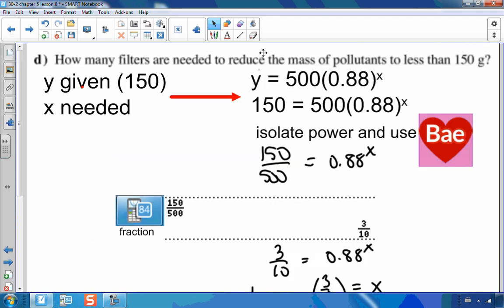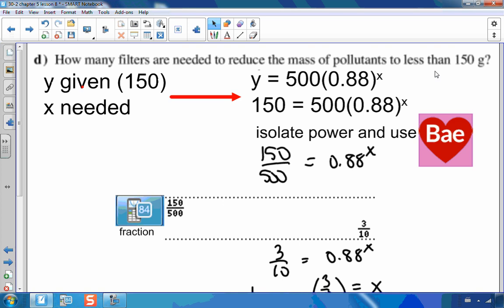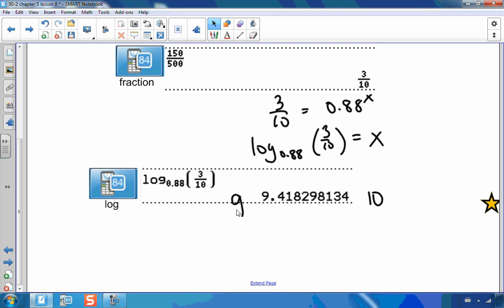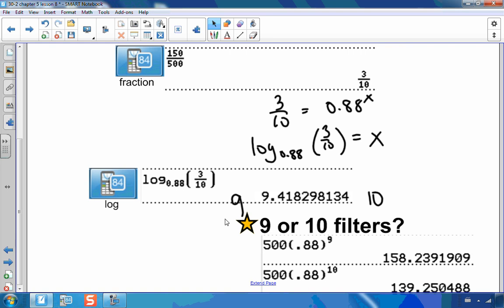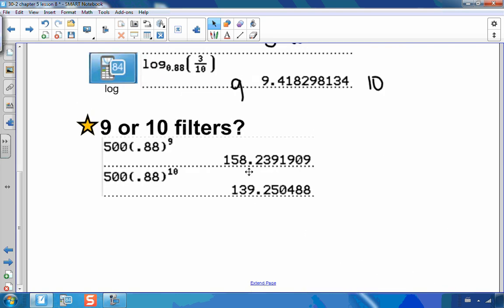So we want to figure out how many filters. You can't have 9.4 filters. So we have to ask ourselves, do I want to round it to 9 filters, or do I round it up to 10 filters? Well, to answer that question, I want to make sure that my pollutants are less than 150 grams. So what I'm going to do is look in my calculator to see how much is left after 9 filters, how much is left after 10 filters, so I know how much I round to. So looking at this, I want to be less than 150. So here I'm more than 150, so it's not that one. This one here I'm less than. So it looks like I'm going to round up and say that 10 filters are needed.